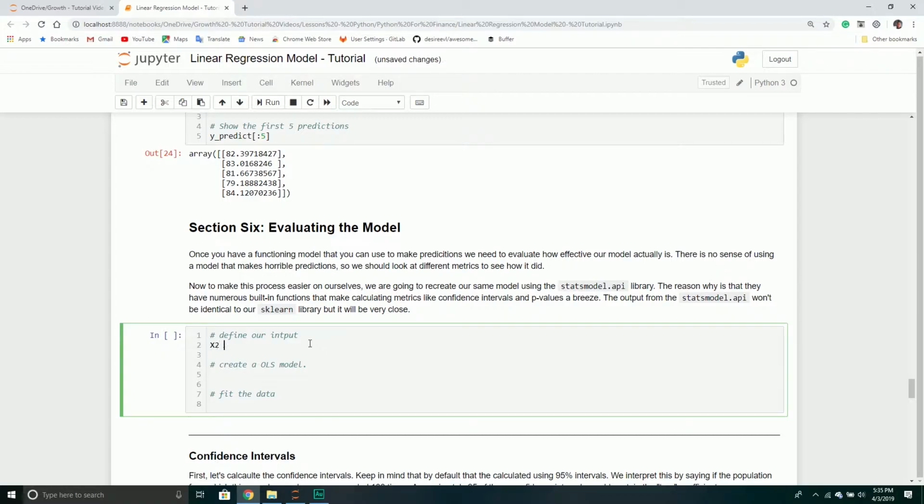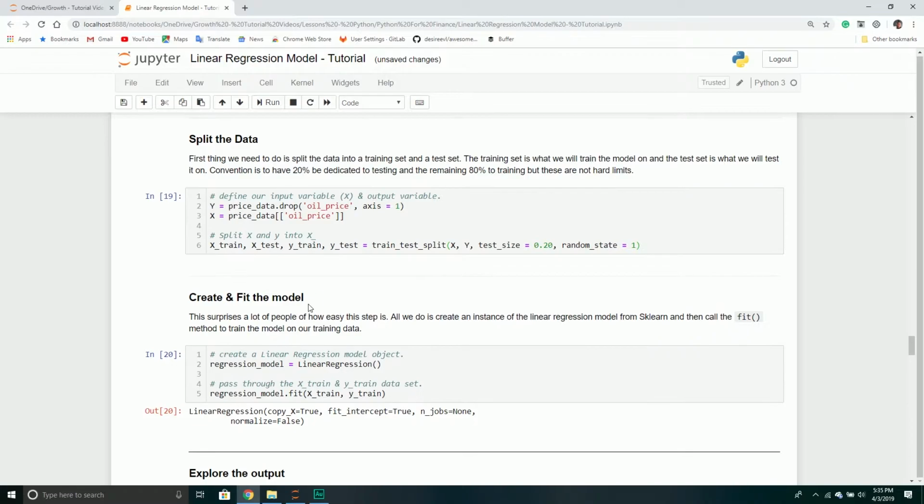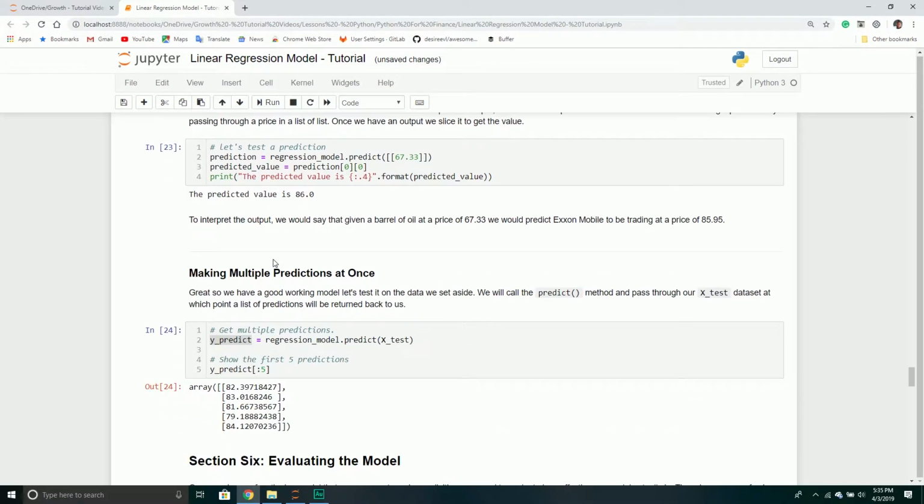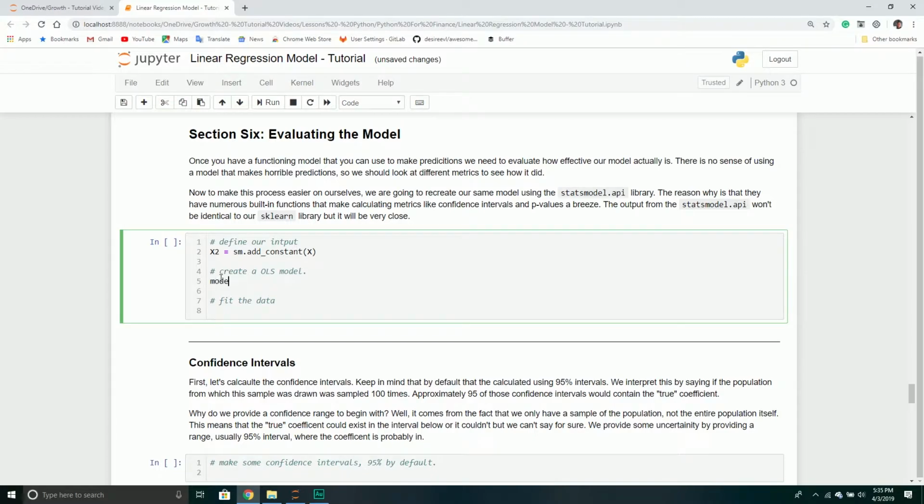The first thing I'm going to do is create a new variable called x2, and then call add_constant and pass through my x variable. If we go up here, that's really just our input. From here, we're going to create a new variable called model. We'll call our statsmodels API library, call OLS, the ordinary least squares model, and then y, x2. So here's our output, here's our input, and then we need to estimate, so basically fit the model.